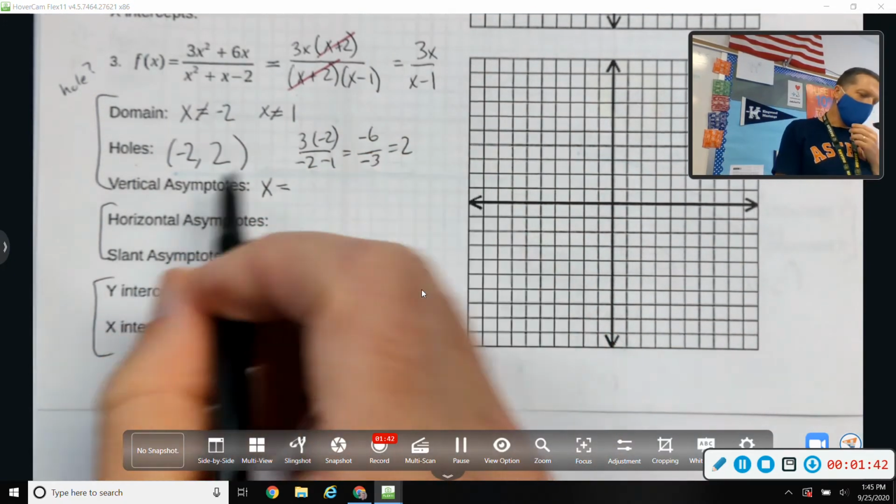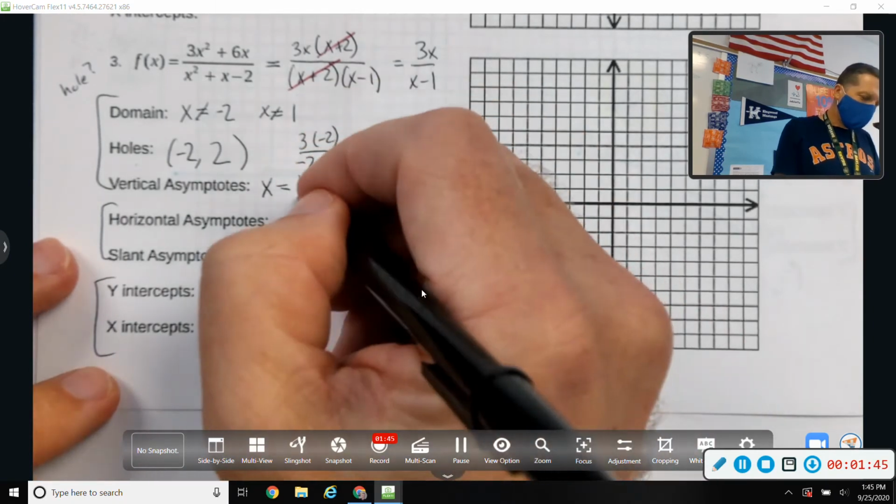Vertical asymptote would be the factors that don't cancel. So x equals 1.